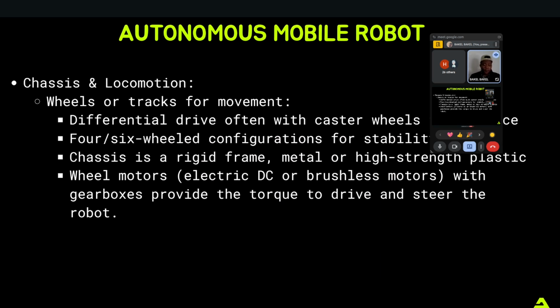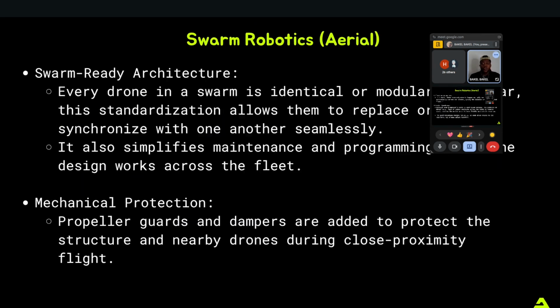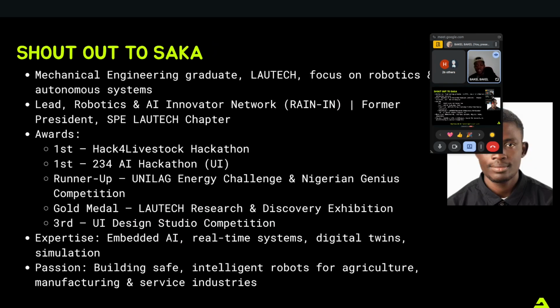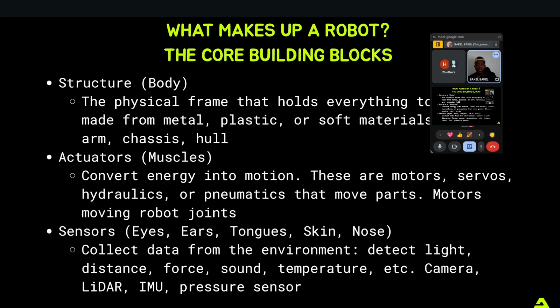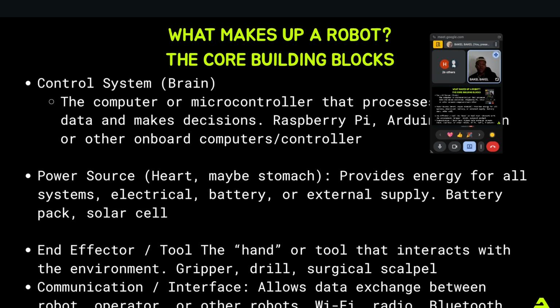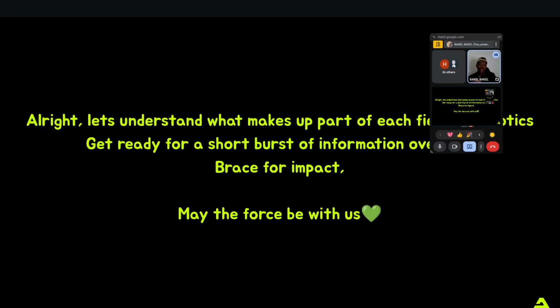My point is, on a general scale, these are the seven cores basically: structure, actuator, sensors, control system, power system, end effector, and communication. But you can take all of these and you would find out that robots are extremely diverse. So while you can say these are the building blocks, there are actually more that you can get if you look at it on an individual level.